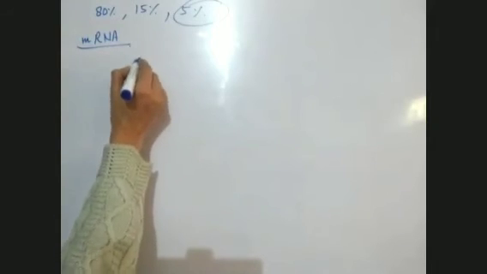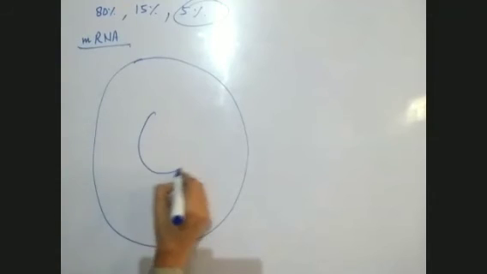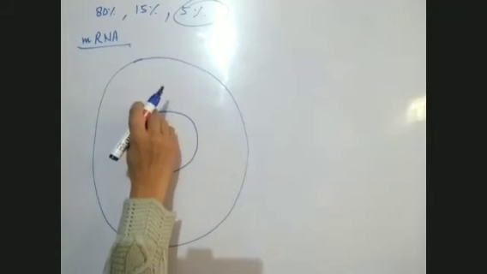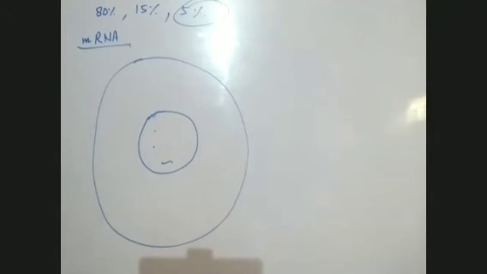This messenger RNA has a very important function. If this is a cell, it has this nucleus. This is the nucleus of the cell. The main function of this messenger RNA starts in the nucleus. It is present in the nucleus, and it is synthesized in the nucleus. Then after the synthesis of messenger RNA, it goes out of the nucleus into the cytoplasm, where it performs the process of protein synthesis.